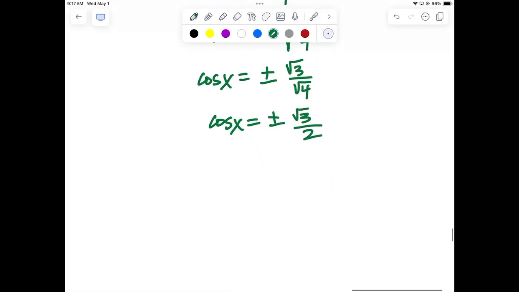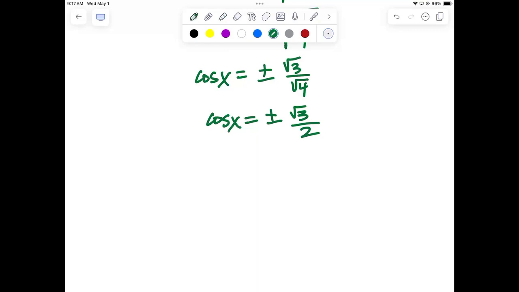Don't forget plus or minus when you take the square root. All right, so it's going to be plus or minus. So again, it's going to be in all 4 quadrants. What's the reference angle here? Pi 6. So in quadrant 1, it's pi 6. Quadrant 2, it's 5 pi 6. Quadrant 3, it's 7 pi 6. And quadrant 4, it's 11 pi 6.